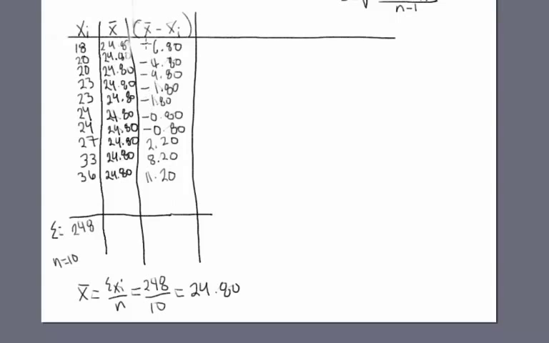Now, because some of these scores are below the mean, you're going to get negative values here, and the scores that are above the mean, you're going to get positive values. But if you were to sum up the quantity x bar minus x sub i, you should get 0. Because the scores that are below the mean will cancel out the scores that are above the mean. This is always a good check for you to do to make sure your arithmetic is okay. I would encourage you to do this at least twice.